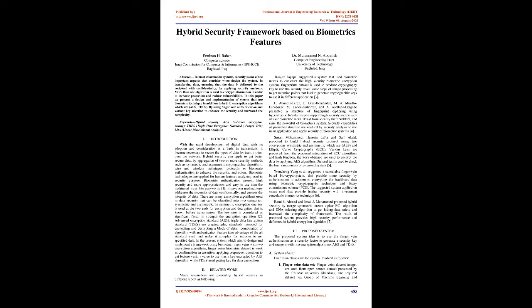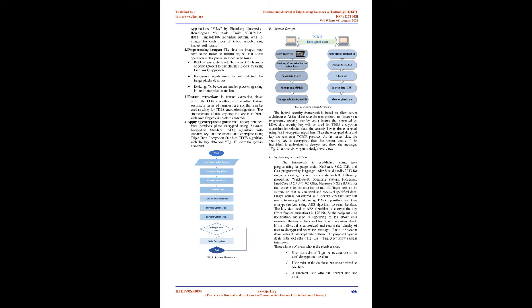The present system aims to design and implement a framework using biometric finger veins with two encryption algorithms. The finger vein biometric dataset works as confirmation and assertion, applying a pre-process operation to get feature vector values to use as a key encrypted by the AES algorithm, while TDES is used to get the key for data encryption. 2. Related work. Many researchers have presented hybrid security in different aspects, as follows.